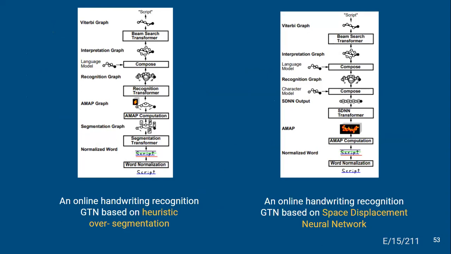In this work, we have compared a system based on SDNN and heuristic over-segmentation. Because of the sequential nature of the information in the pen trajectory, heuristic over-segmentation can be very efficient in proposing candidate character cuts, especially with cursive.